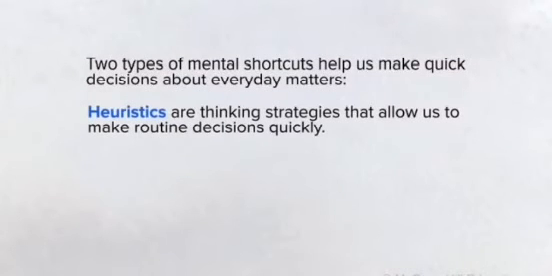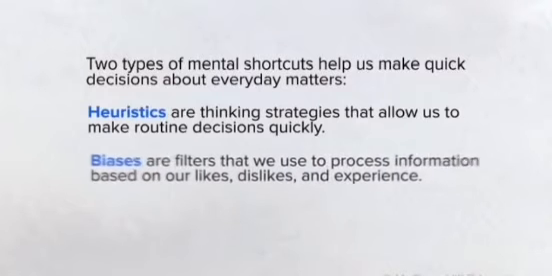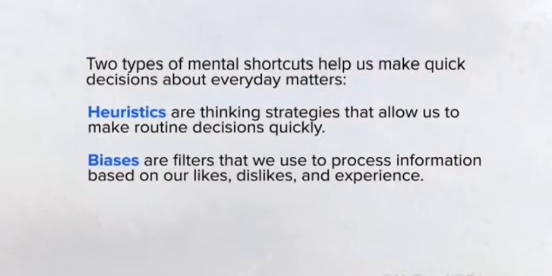Two types of mental shortcuts help us make quick decisions about everyday matters. Heuristics are thinking strategies that allow us to make routine decisions quickly. Biases are filters we use to process information based on our likes, dislikes, and experience. Heuristics are subdivided into availability heuristics and representativeness heuristics.